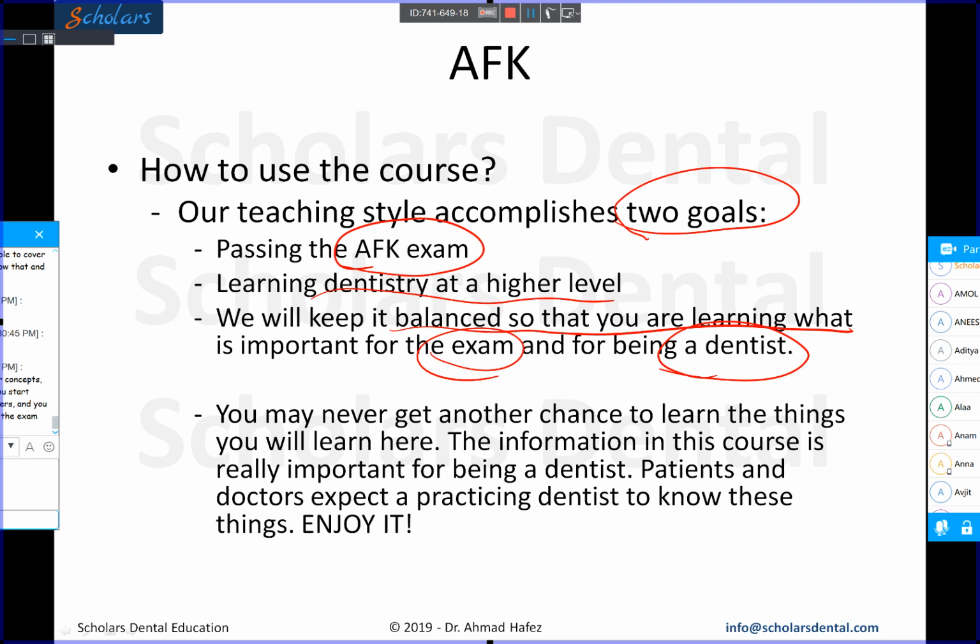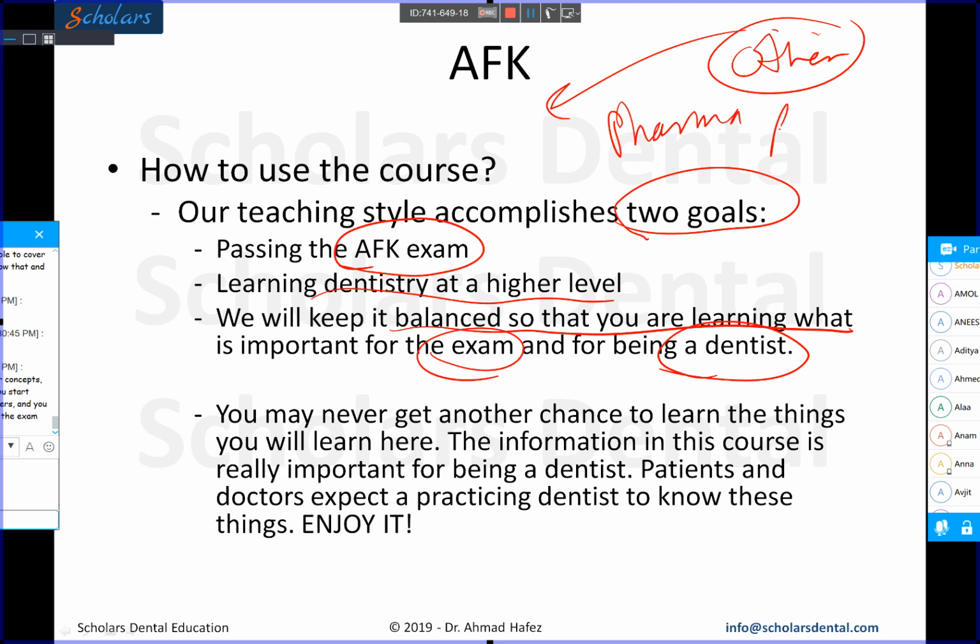Look, this is really important to me personally, the AFK, because I believe that we coming from other countries, I don't think we all got the best education we can, especially in pharma and patho, knowing things about perio, diagnosis, how to diagnose endo, how to treat it properly, all that stuff. We missed out on a lot of things.